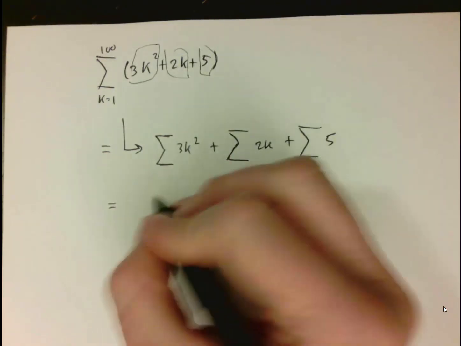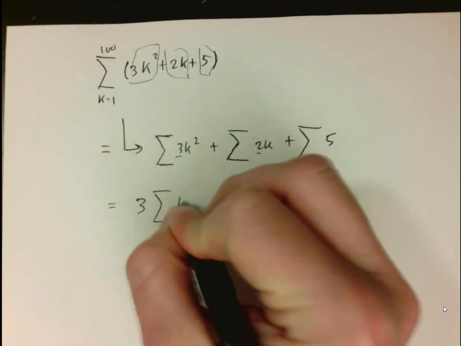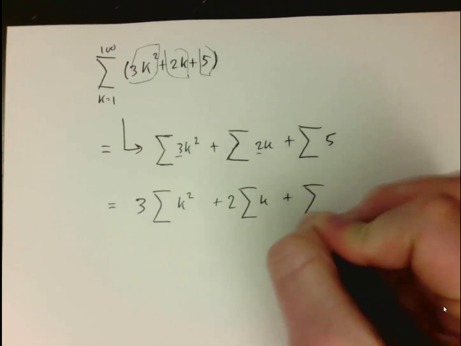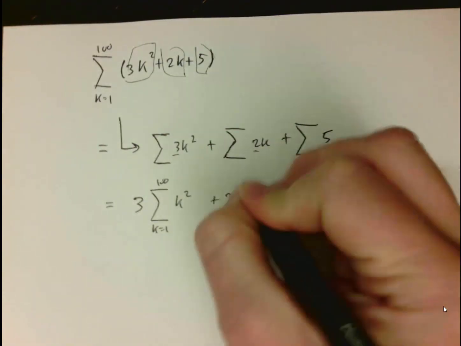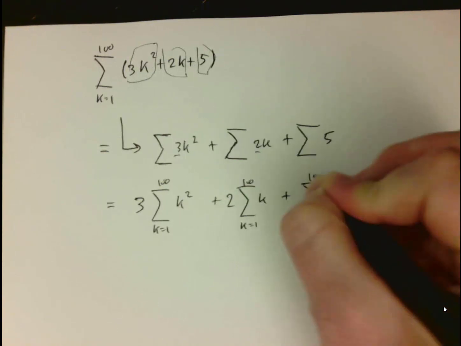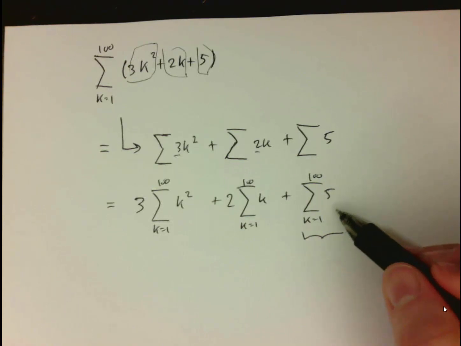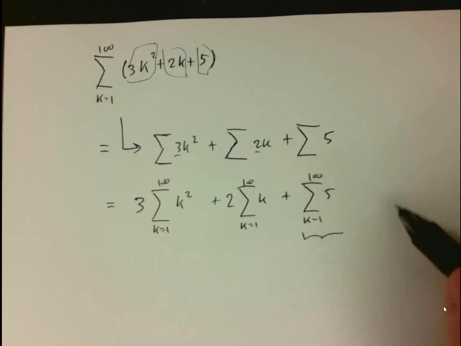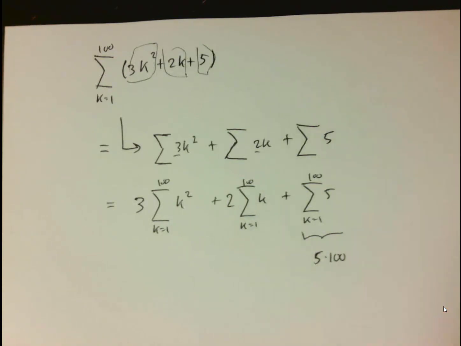But then I could do one step further, which is pull these coefficients to the outside. So I'd say 3 times the summation of k squared plus 2 times the summation of k plus the summation of 5. And now let's go ahead and write back in the bounds. All right, so this should be pretty obvious what it is, I hope, if you think about for a minute what the summation is. Here I've got 100 terms. Each of them are 5, so this is like adding 5 to itself 100 times. So that's the same thing as 5 times 100. So I've rewritten that one.